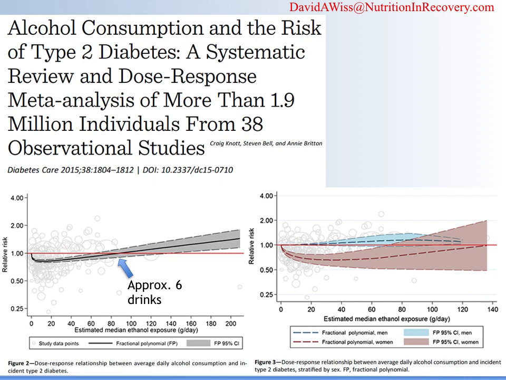Now, this meta-analysis, which pooled a lot of data together, showed that the relative risk decrease of diabetes related to alcohol switched at around 6 drinks. So in other words, under 6 drinks per day was protective, and once you got over 6 drinks, it was actually linked to increased diabetes. When stratifying for males and females, it was shown that this effect of alcohol decreasing risk for diabetes was more pronounced in females than it is in males.